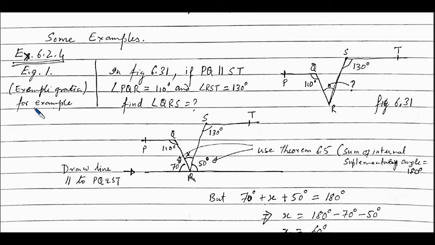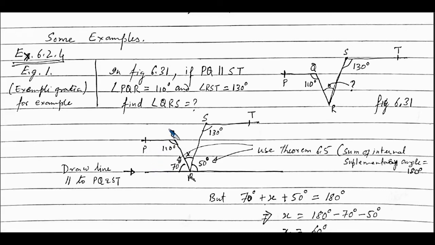Now let us go to an example. This is example 1, in figure 6.31, this is from your textbook. If PQ is parallel to ST, and angle PQR is given as 110 degrees, and angle RST is given as 130 degrees, then find what is this angle. So it is very easy now. I draw a parallel line, okay, parallel to ST and parallel to PQ. So now these two are parallel.